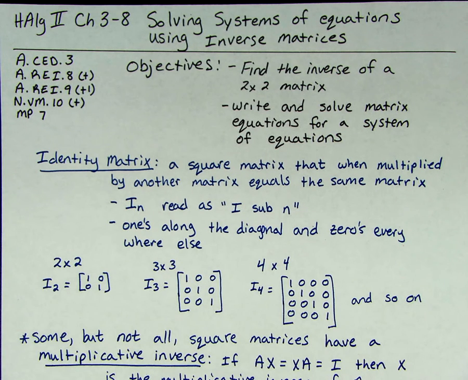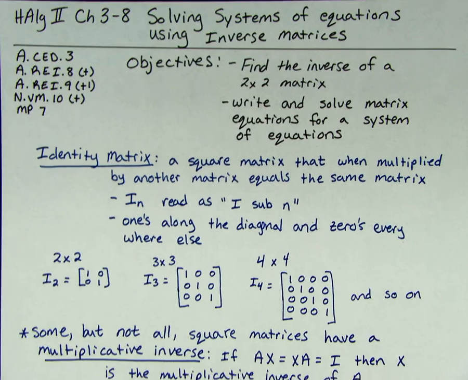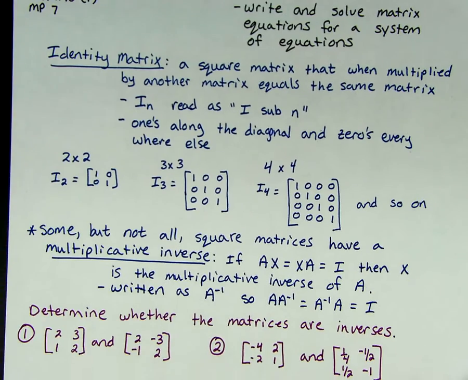The identity is also helpful for us to figure out an inverse. Remember, an inverse is the same idea as an opposite. Addition and subtraction are inverse operations because they undo each other. Same with multiplication and division. If I take 2 times 1/2, that gives us 1, so we're undoing that operation.